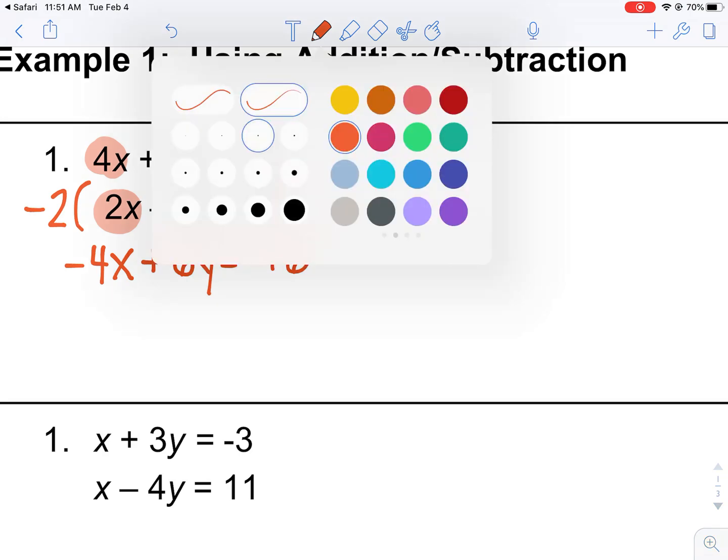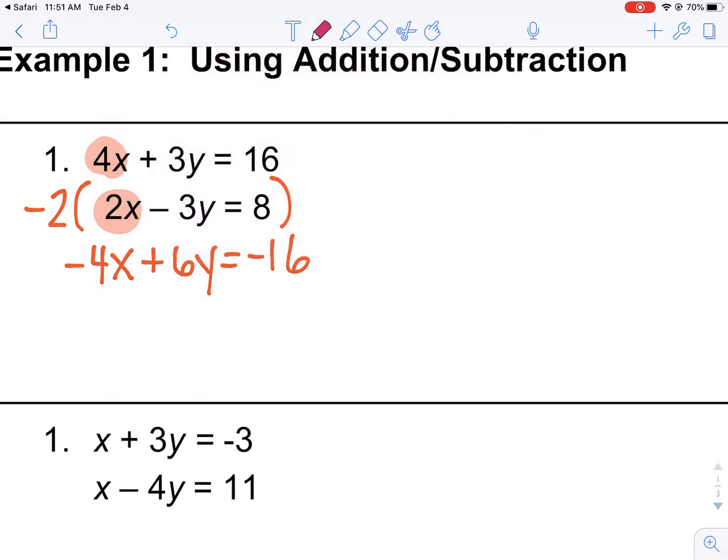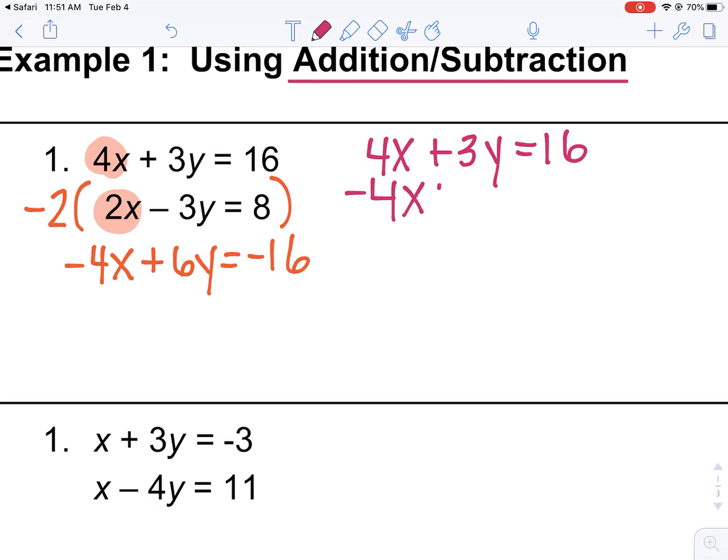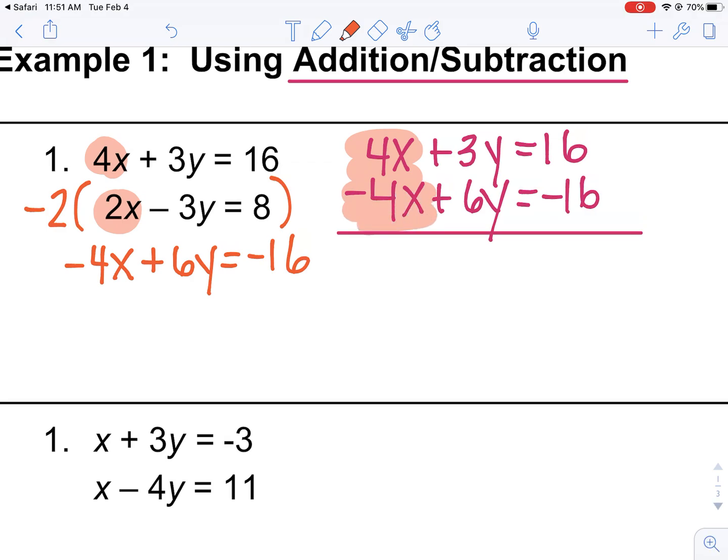And what that allows me to do is actually add or subtract these equations together, in order to get rid of x. So when I write that out, I always rewrite my two equations. First one I did nothing with. The second one, I'm going to write every term below the term it's with. And that allows my x's to go away, because 4x minus 4x is 0. 3y plus 6y is 9y. And 16 minus 16 is 0.